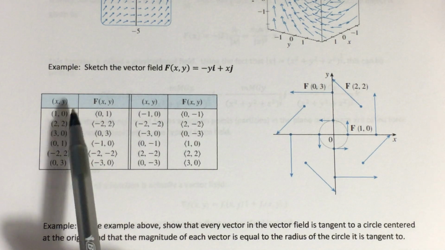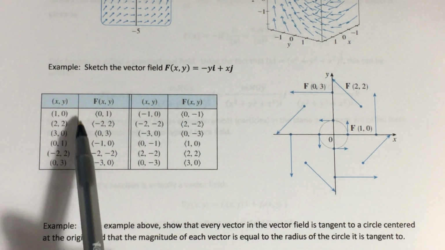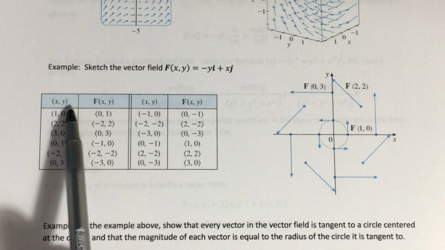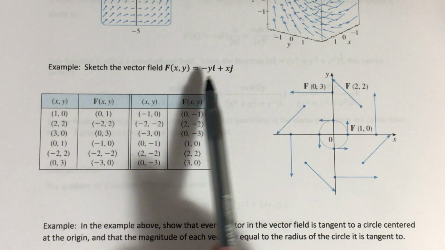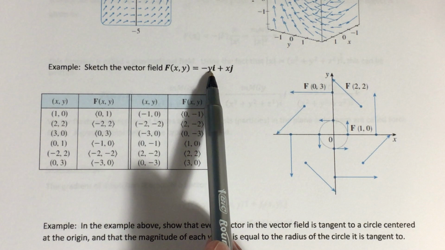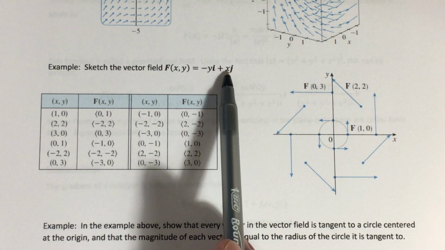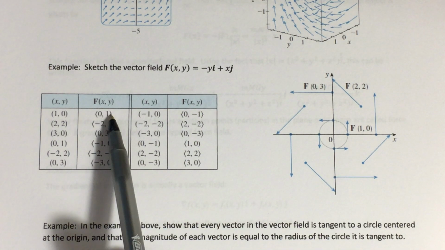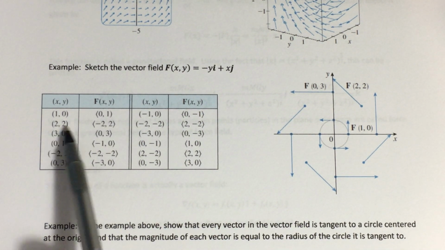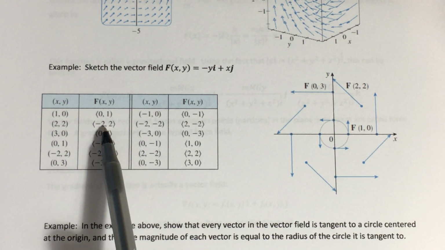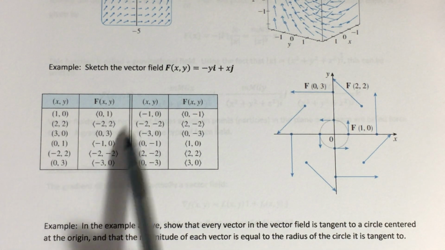But if you look here, we started by making a table. So we pick points. Here we used the point (1, 0), plugged it into the function. That would give me the vector (0, 1), or 0i plus 1j, which is what we're seeing right here, just in component form. And we do that with several other points. (2, 2), for example, gets mapped to the vector (-2, 2), and so on and so forth.